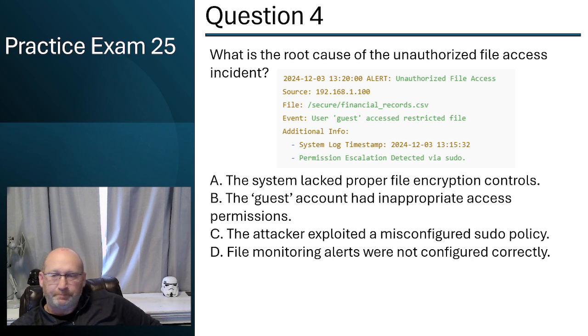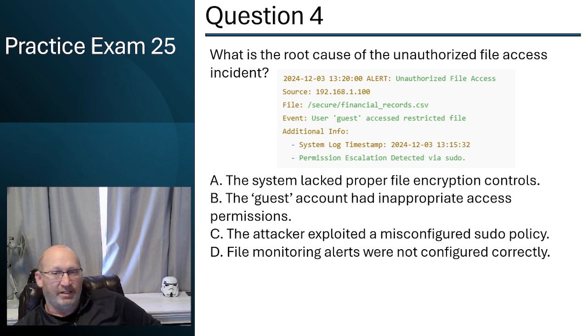All right. Let's not spend too much time on this one. Let's jump right into it. You can always pause that video. A, the system lacked proper file encryption controls. Is there anything on here for encryption? I would say as we're reading through this, we don't see anything with encryption. So possibly. I mean, if you look at it, secure financial records.csv, not encrypted, obviously. They were able to pull it. Yeah, maybe.